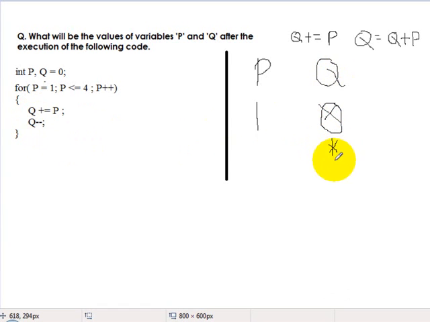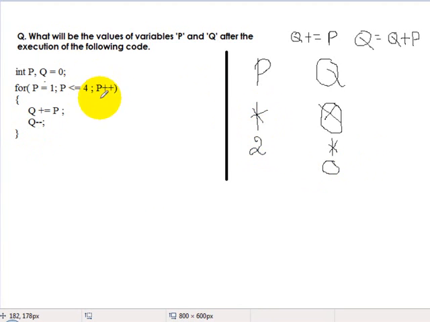So 1 minus 1 equals 0. Okay. Now p plus plus. The value of p is modified to 2, which means 1 is added to the current value of p. So the previous value is discarded. Now the current value of p equals 2.